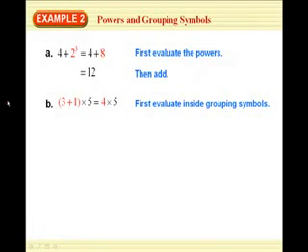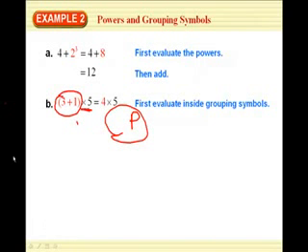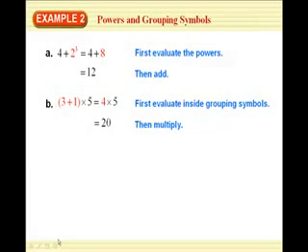So we have a parenthesis now, and because of the parentheses, we do that first, even though there's a multiplication over here. Remember PEMDAS, P-E-M-D-A-S, the P is first. So we do 3 plus 1, which is 4, and then 4 times 5, which is 20.